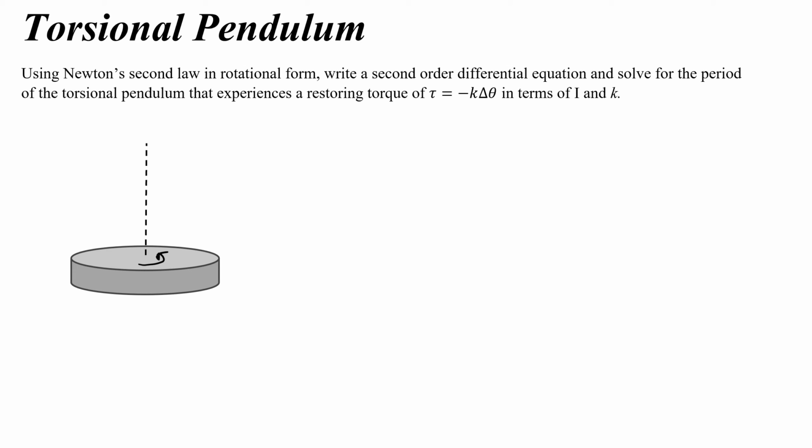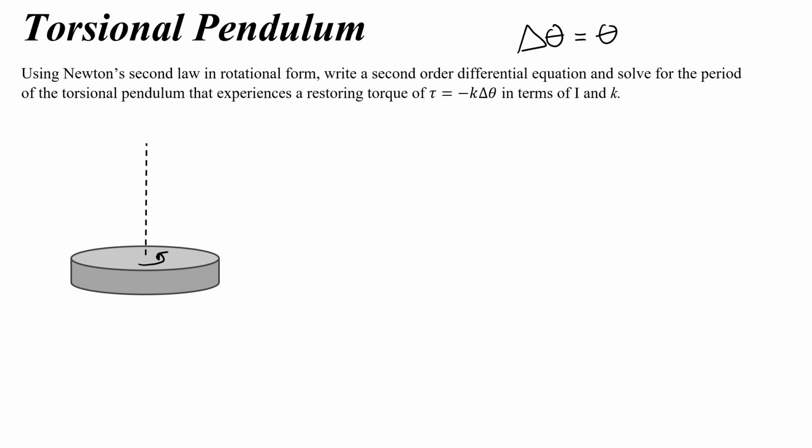So let's look at this. Using Newton's second law in rotational form, write a second-order differential equation and solve for the period of the torsional pendulum that experiences a restoring torque of tau equals negative k delta theta in terms of I and k. Quick thing, whenever you see deltas, I put this in here on purpose. Remember, if we just say that the initial angular position is 0, we can get rid of it. Instead of writing delta theta, I'll use theta, just like I have been before.